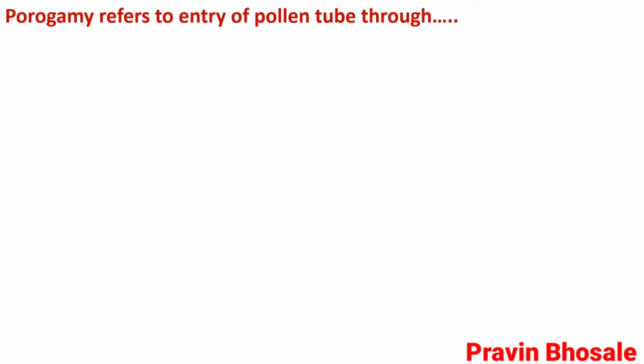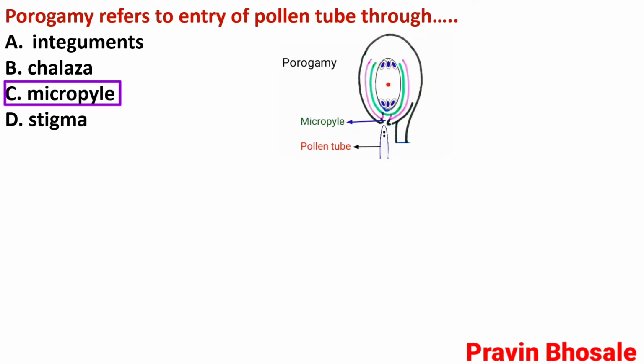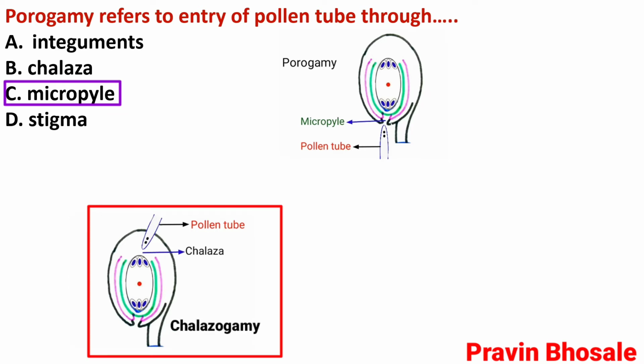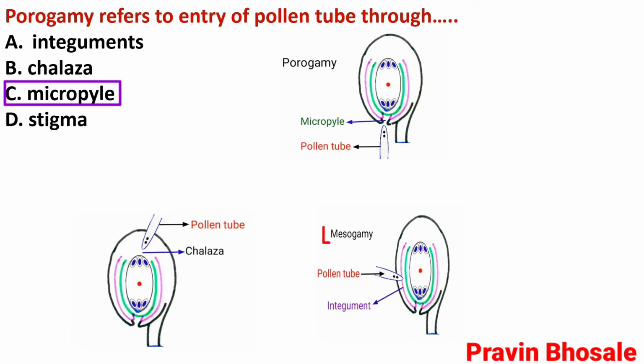Porogamy refers to entry of pollen tube through. These are the 4 options, and the right answer is C. Micropyle. You can see here, when pollen tube enters through micropyle, it is called as porogamy. Here, when pollen tube enters through chalaza, it is called as chalazogamy. In this case, when pollen tube enters through integument, it is called as mesogamy.